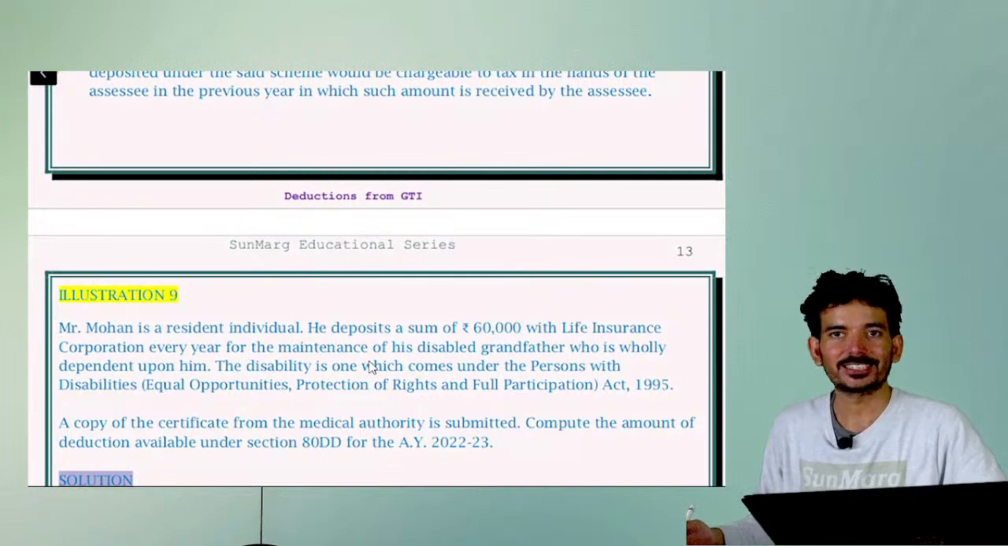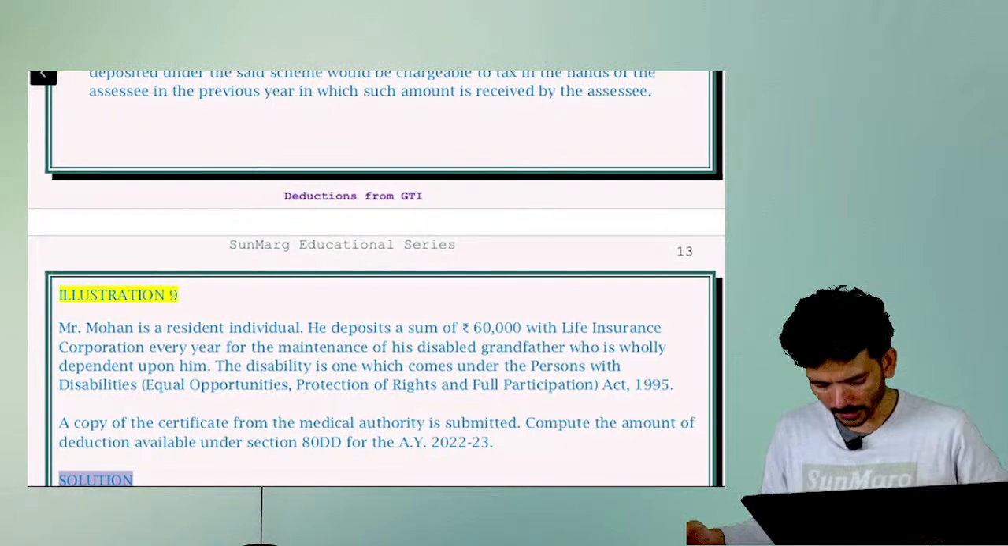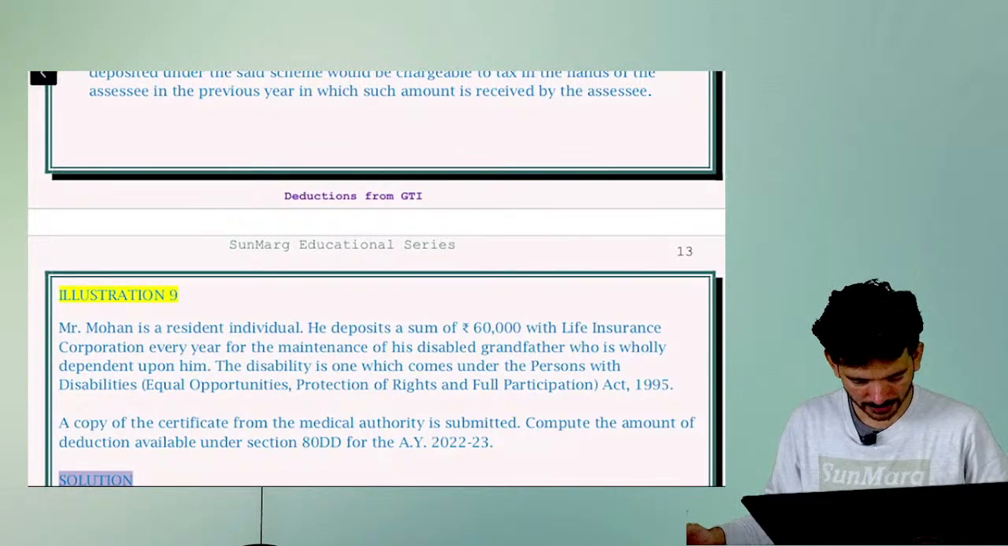So this example I will give it to you. Let's see how many of you can solve it. I know around 10 people are there on live.